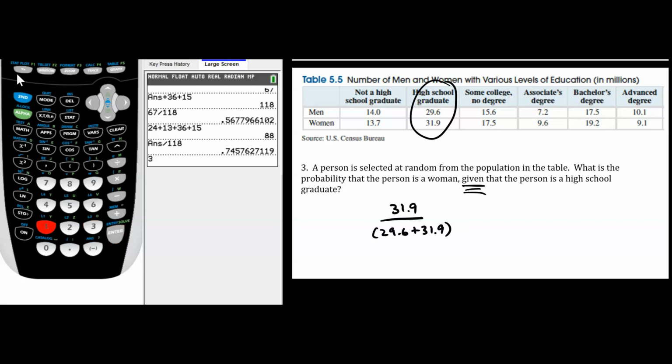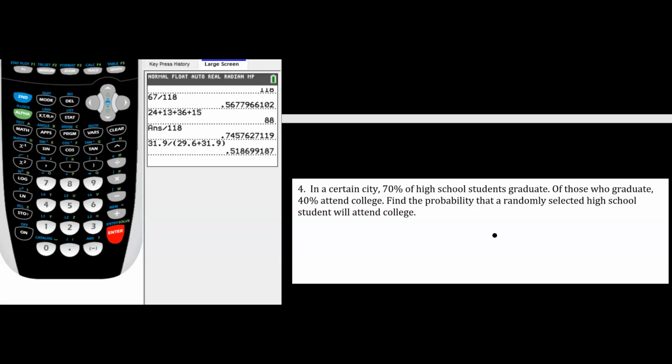So let's compute this. 31.9 divided by parentheses 29.6 plus 31.9. We end up getting an answer of 0.5187. So the key thing to remember here is whatever is after that word given is exactly what you subset your table to, and then you work with that subsetted data to answer your probability question. Okay, one final question here.